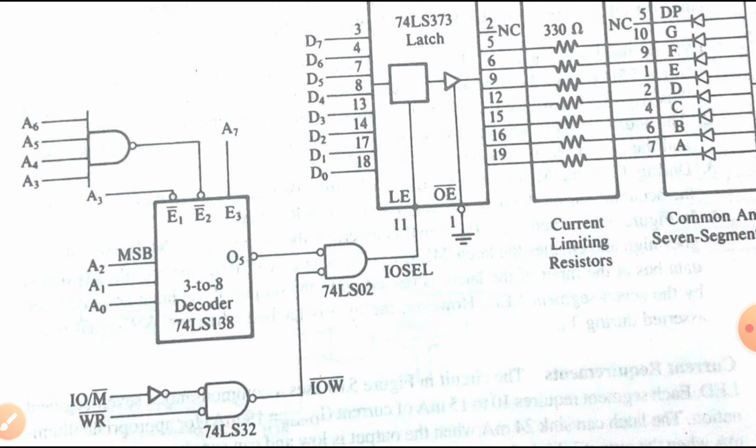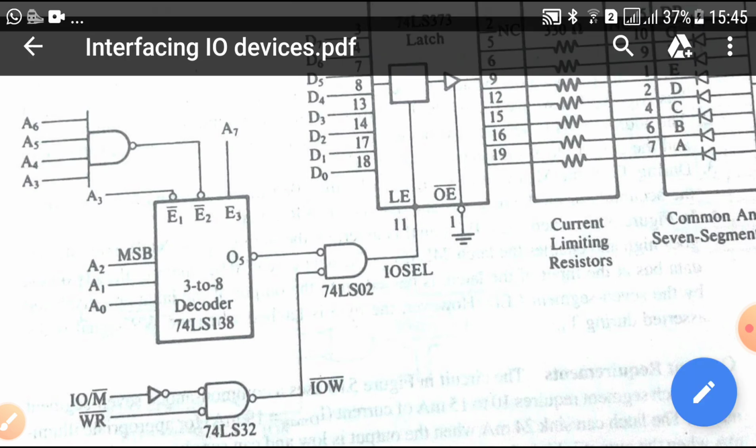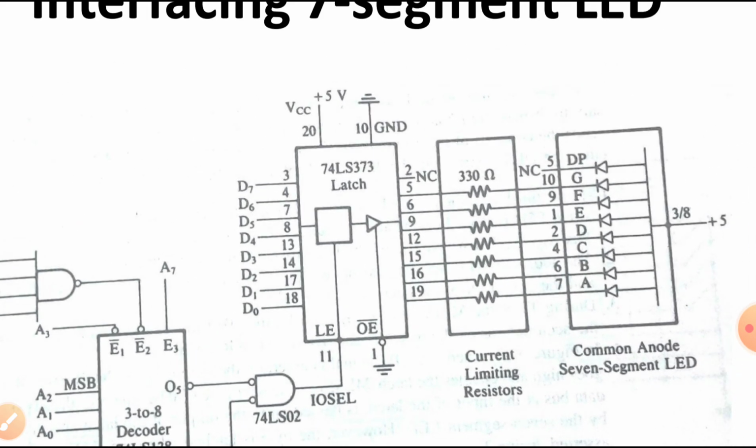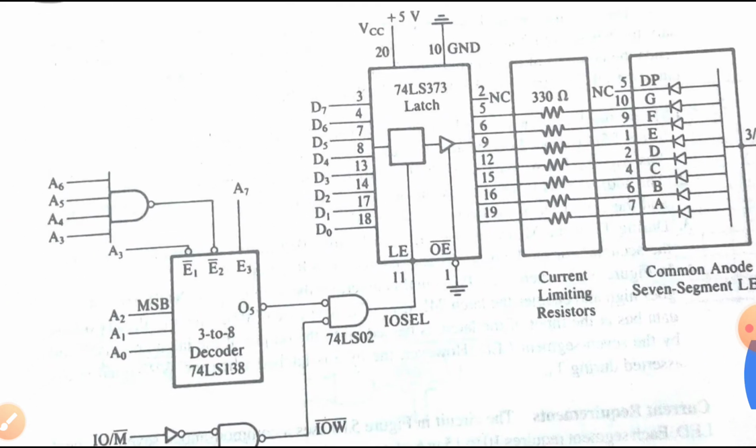Now this figure shows an output port with the address F5. This is showing the output port with the address F5 because A3 is 0, and A4, A5, A6 and A7 are 1. So that is going to generate the address F5.